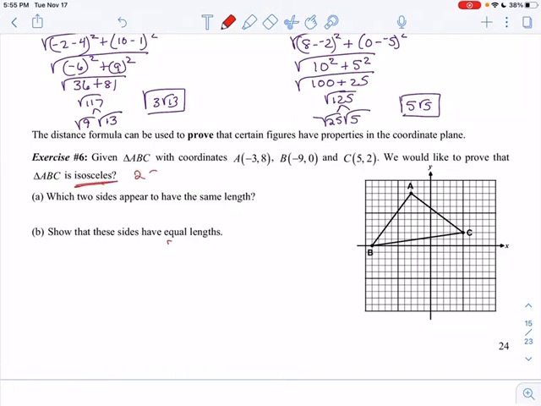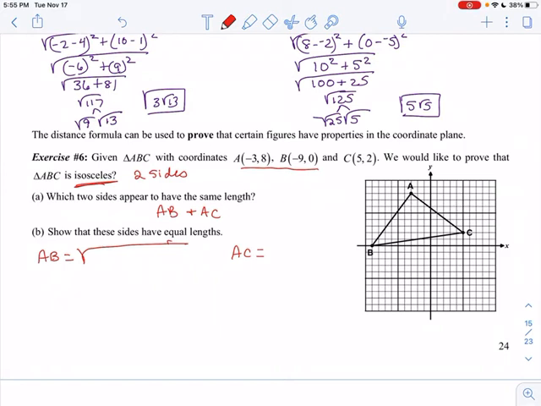Now, isosceles means that two sides are congruent. Which two sides look like they have the same length? Well, to me, it looks like AB and AC might possibly be congruent. So I'm going to use my distance formula to find the length of AB, and then I'm going to use my distance formula to find the length of AC. And if they have the same length, then they are congruent, and it's an isosceles triangle. So again, this is called a coordinate geometry proof. We're using the coordinates in order to prove that two things are, in this case, congruent.